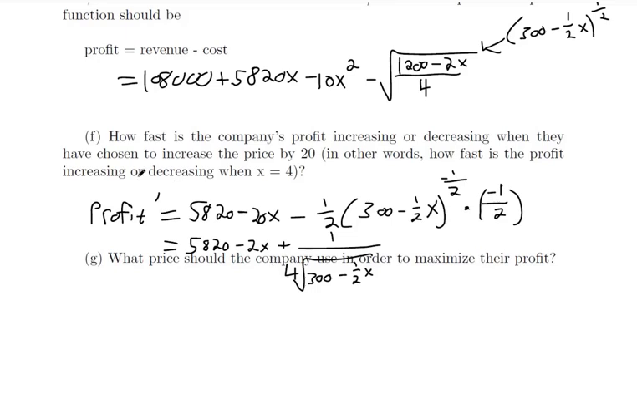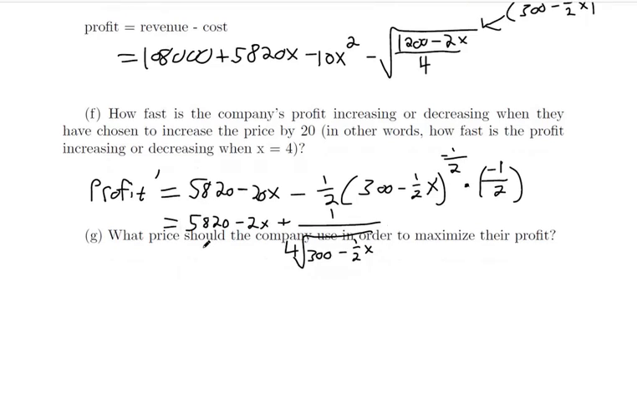And so all you need to do now for part F is plug in 4 into your derivative, which I'll let you do, because yours is going to be different. But the rest of that's just plug and chug. You plug in 4 for x, and then simplify with your calculator. And that's how fast the profit is increasing or decreasing, depending on whether it's positive or negative.